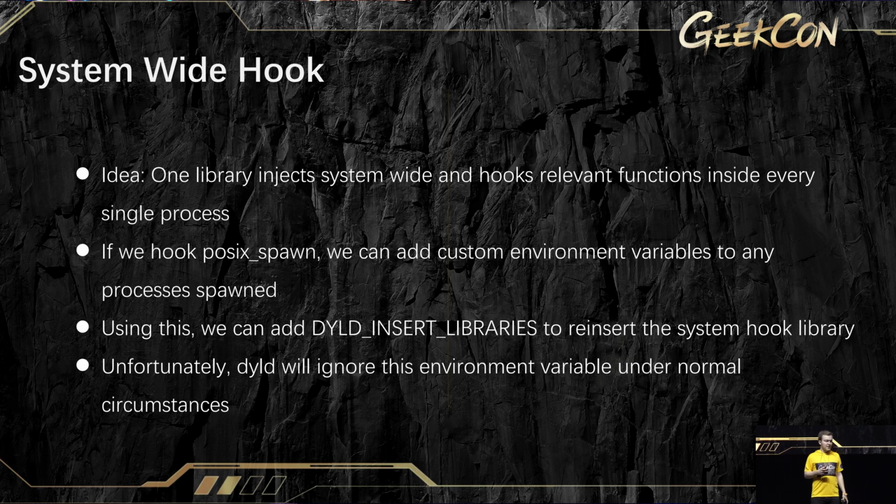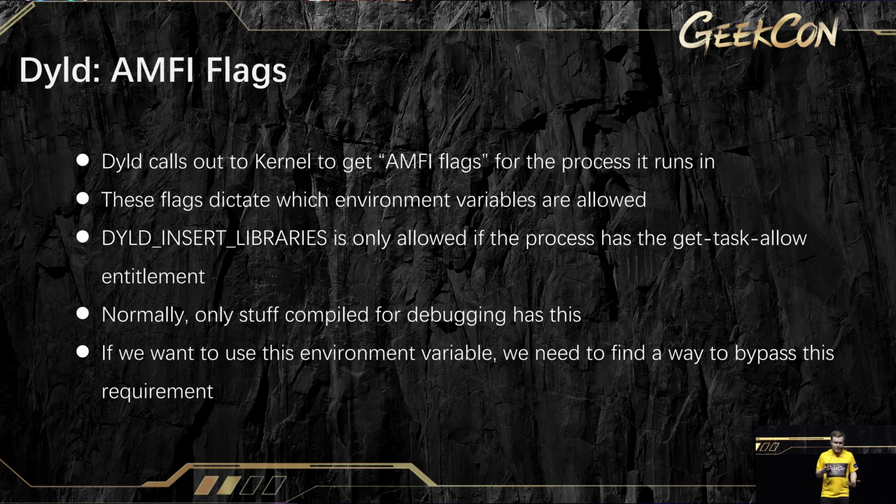Unfortunately, under normal circumstances, the dynamic linker dyld will simply ignore this DYLD_INSERT_LIBRARIES variable. So we need to find a way to make it work. The reason why it will ignore it is something called amfi flags. So dyld will actually call out to the kernel to get these amfi flags, and these flags dictate what environment variables are allowed. And the DYLD_INSERT_LIBRARIES variable specifically is only allowed if the process has the get-task-allow entitlement. In practice, this is only done when you want to debug an app, then you would give it this entitlement.